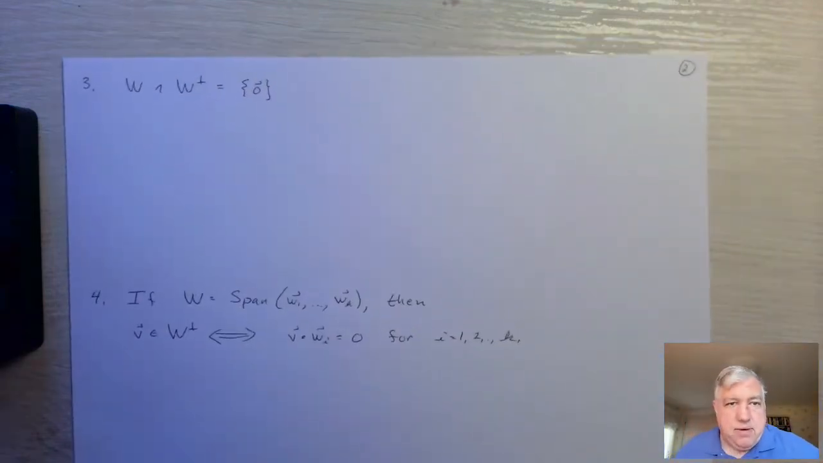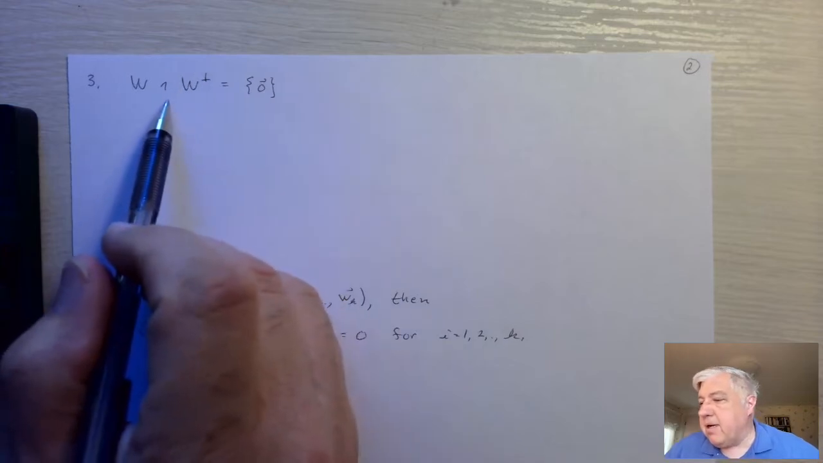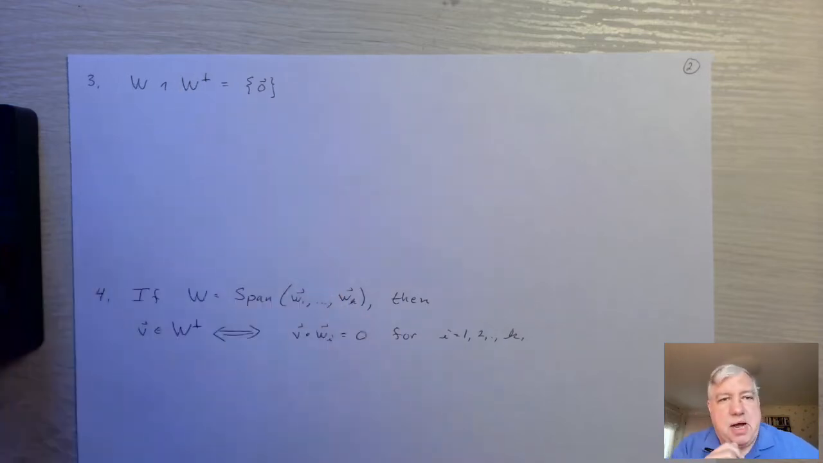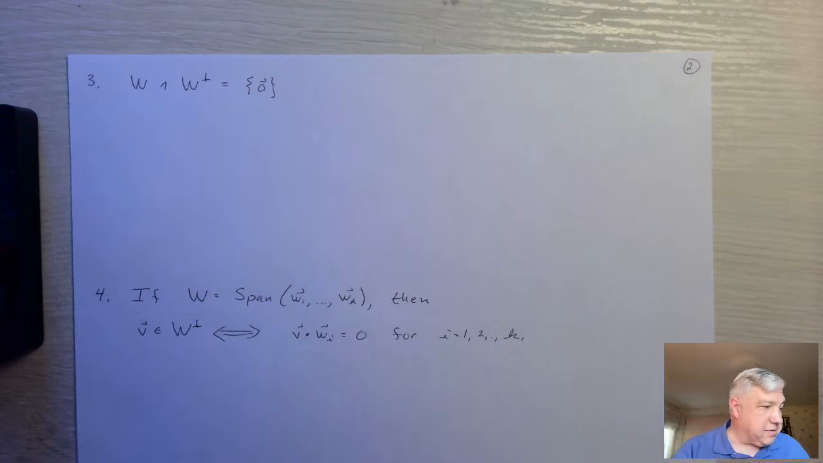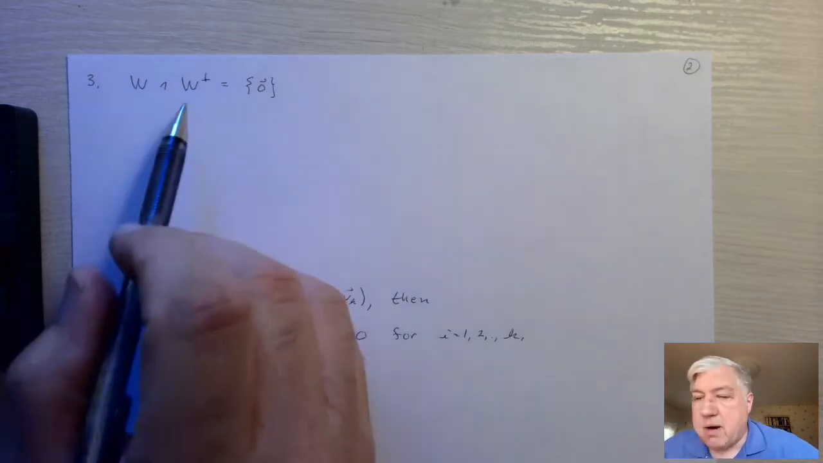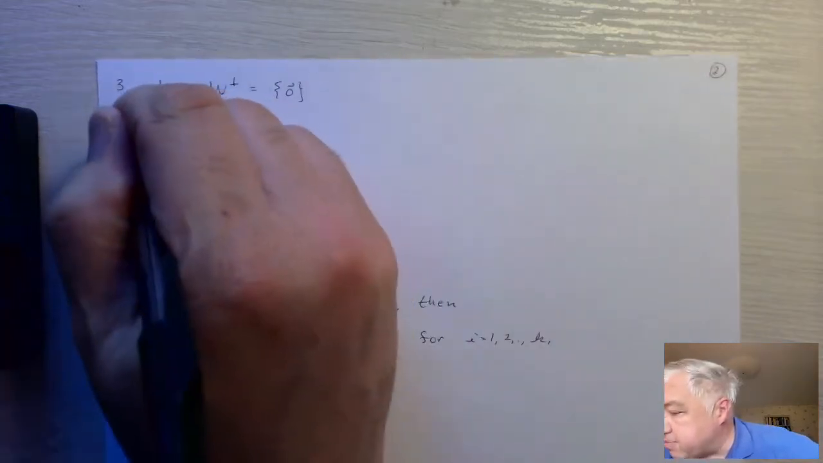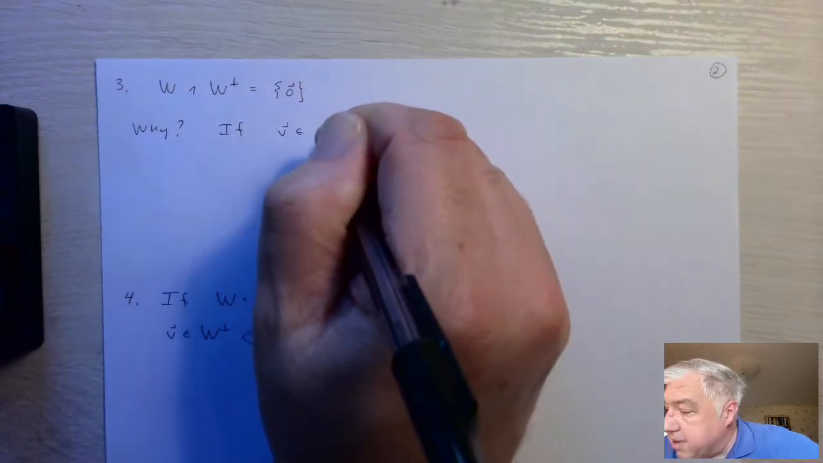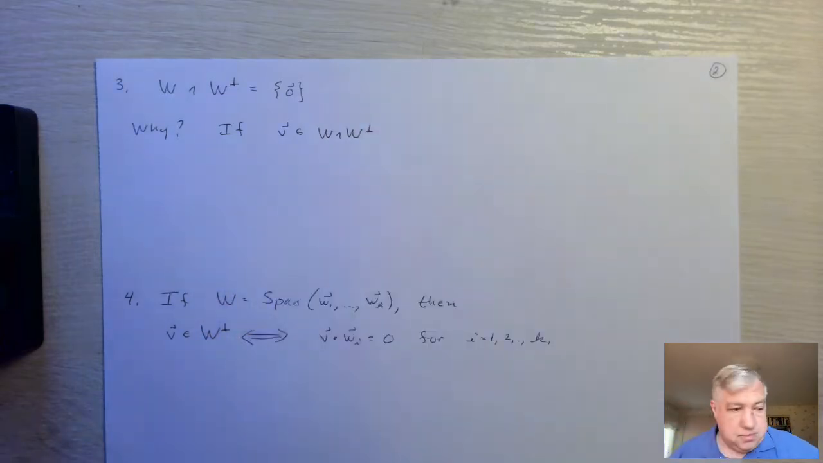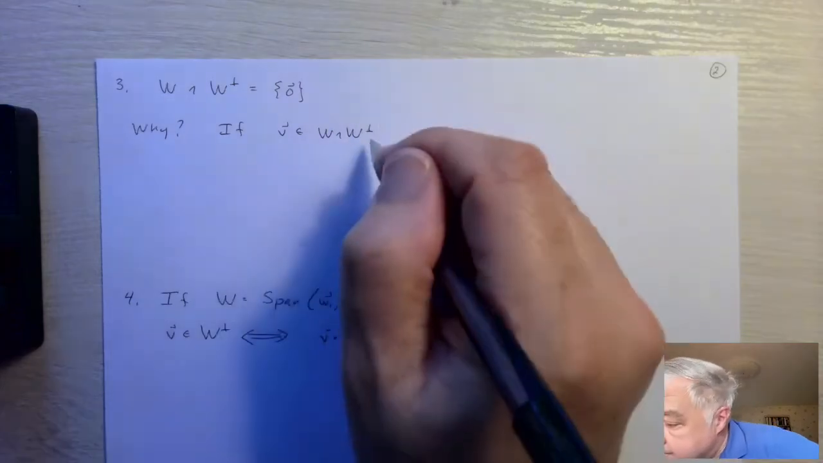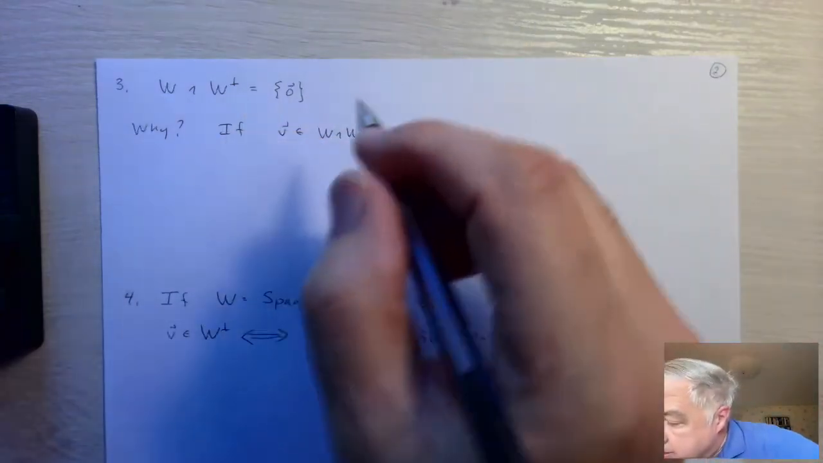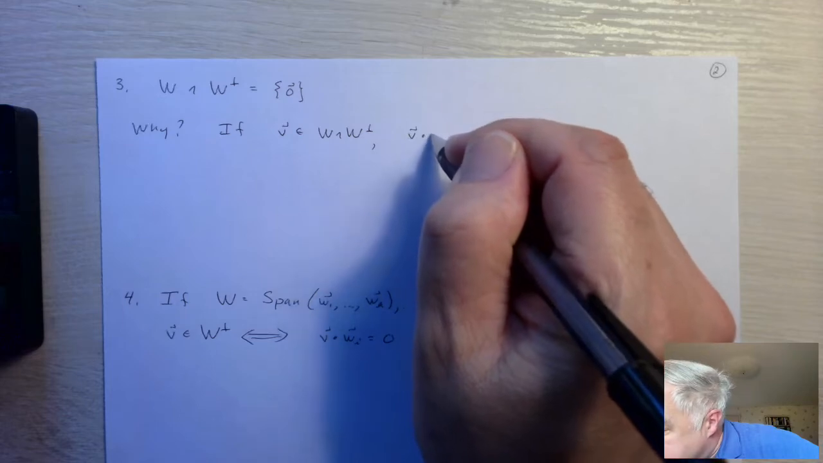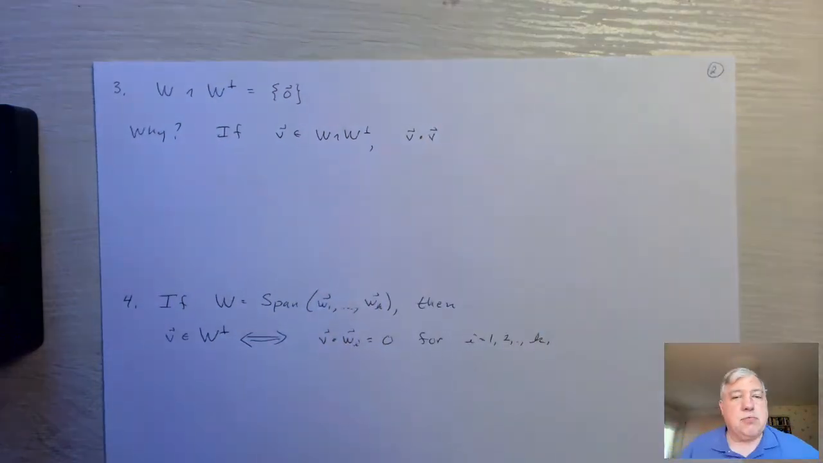Another property of orthogonal complements is that W and W perp only have one vector in common, and that's the 0 vector. Okay, so why is that? Well, if we take an arbitrary element in this intersection, say a vector v is in both W and W perp, what is v dot v?